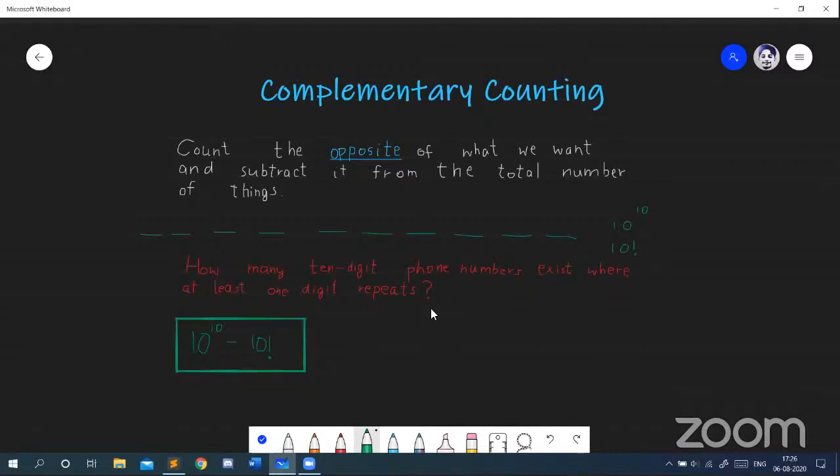complementary counting. It often helps us solve problems in an easier way when we do not want to count, let's say, for all cases. Like if you could have made cases where one digit repeats and two digits repeat and three digits repeat, and you'd get the same answer numerically. But here's an easier way to count them, right?